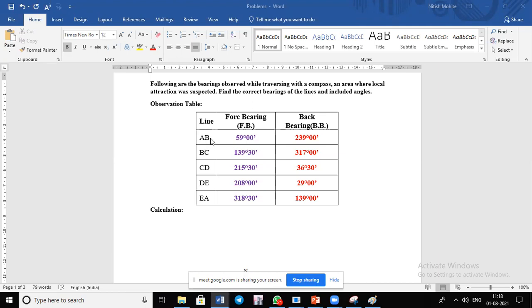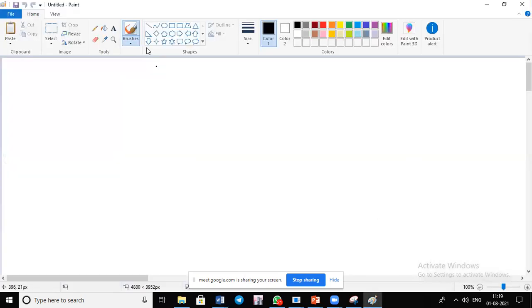First of all, while going to the practical, you should have this observation table, that is line, forebearing and back bearing. Forebearing is the horizontal angle which has been measured in the forward direction of the survey line. I will show it here. First of all, I will make the direction here.